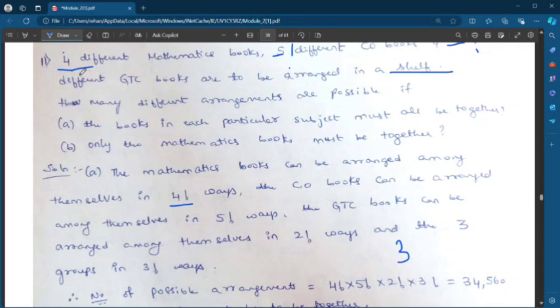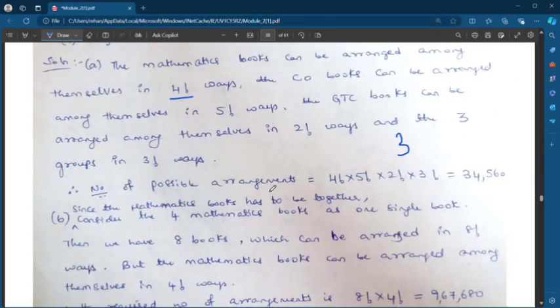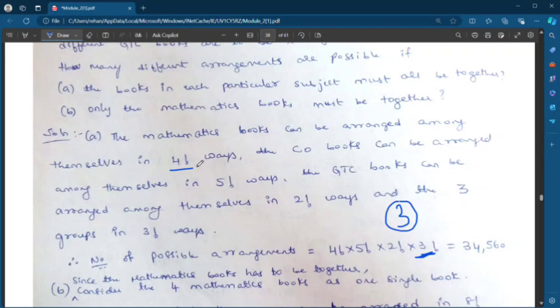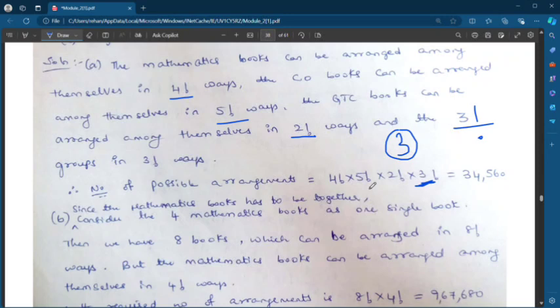Second question, all mathematics books must be together. So what will happen? Only the maths books will be 1, and for the remaining I have 5 factorial into 2 factorial. The number of possible arrangements is 4 factorial into 5 factorial into 2 factorial into, now that they all should be together, 3 factorial, they are multiplying. The GTC books can be arranged in 2 factorial ways, and the 3 groups in 3 factorial ways. First, individual books: how many ways are they arranged? 4 factorial, 5 factorial, 2 factorial. Then all are grouped together, how can they be arranged? 3 factorial ways. So we have to multiply all 3. You will get this answer.